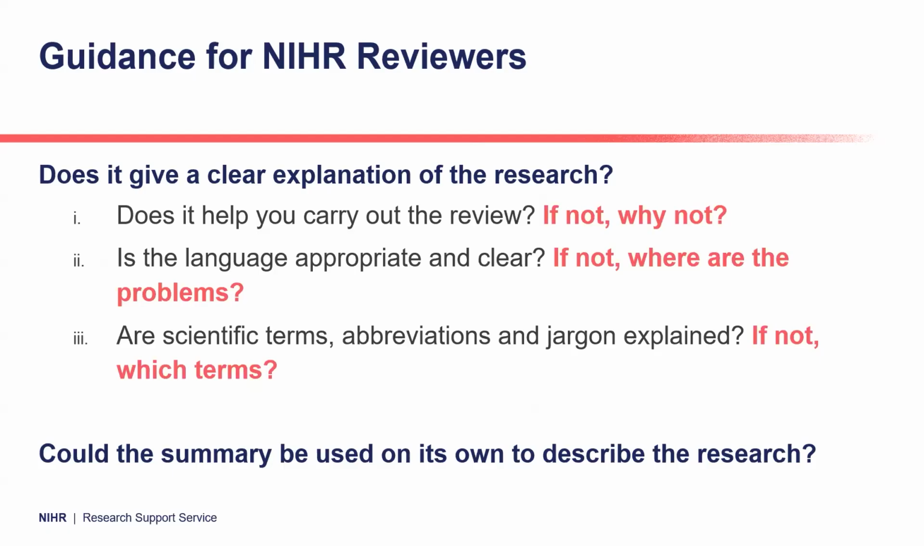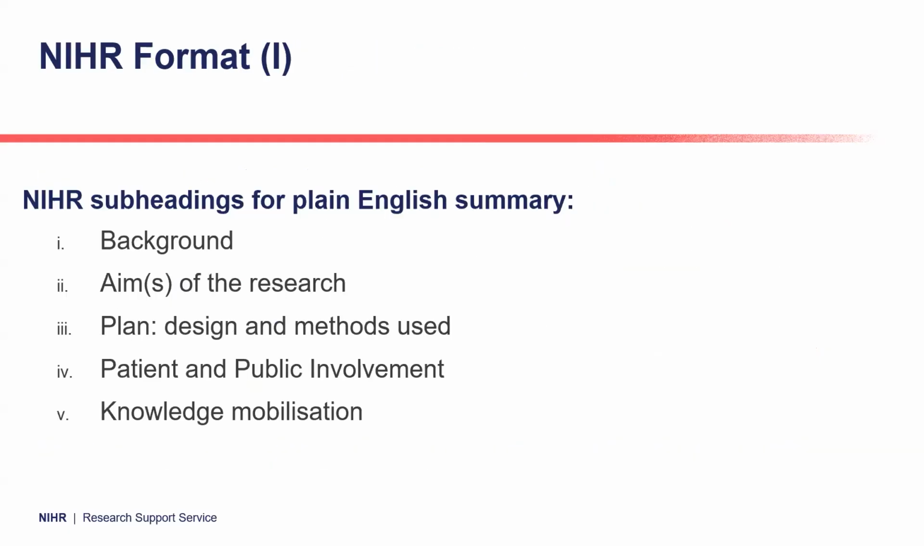Guidance that NIHR reviewers are given. They are asked whether the lay summary gives a clear explanation of the research. They say, does it help you carry out a review? If not, why not? Is the language appropriate and clear? If not, where are the problems? Are scientific terms, abbreviations, and jargon explained? If not, which terms? And then they ask the question, could the summary be used on its own to describe the research? So you're looking for something that can deal with those two issues.